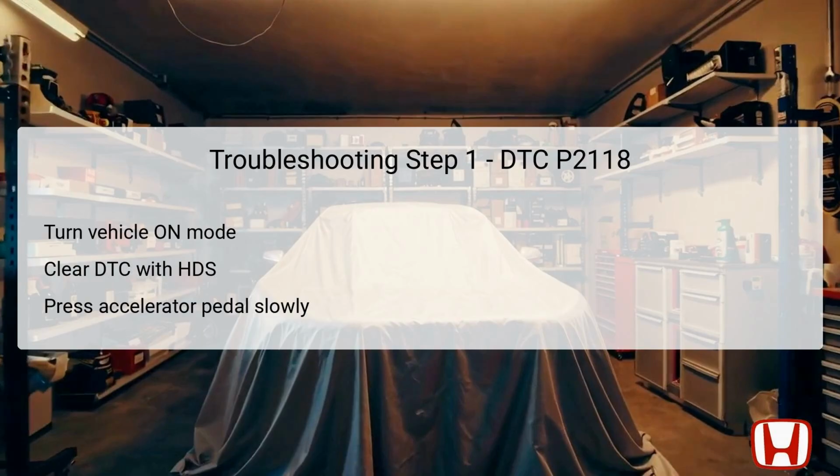Next, slowly press the accelerator pedal all the way down to the floor. This test assesses the throttle actuator's response and checks for any new or pending DTCs that may appear when monitoring live data through the HDS. If DTC P2118 is indicated, you proceed to the next step. If not, you might be facing an intermittent failure, indicating that the system is functioning correctly at this time.